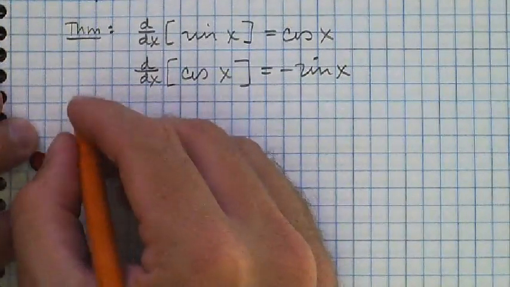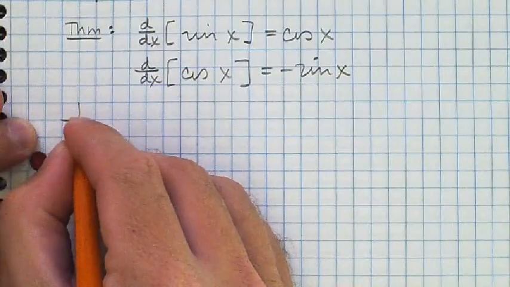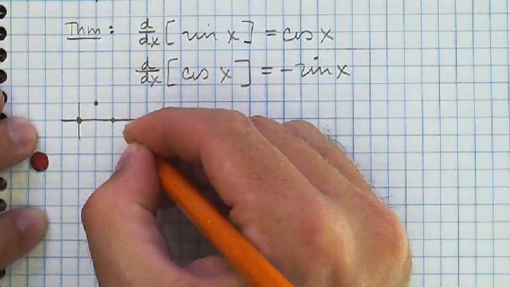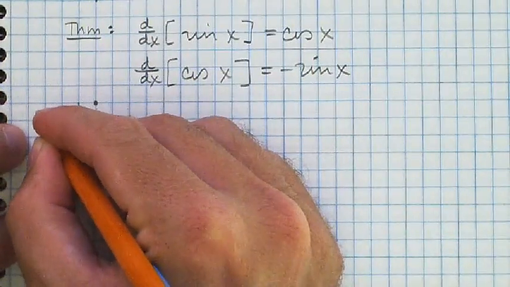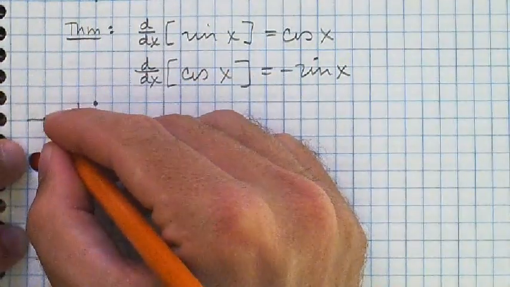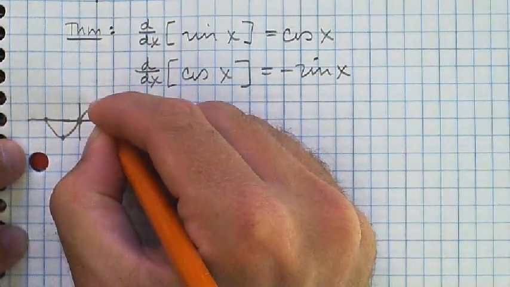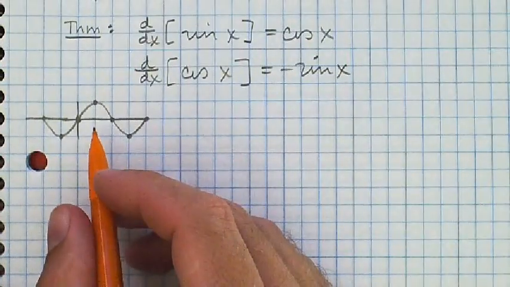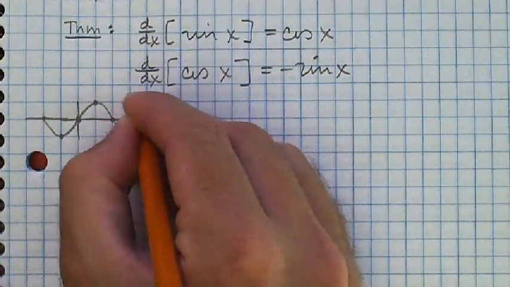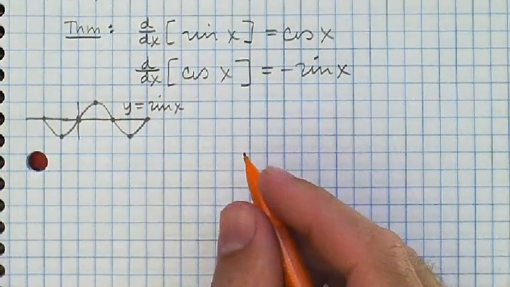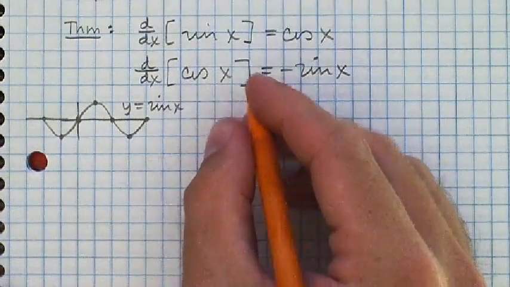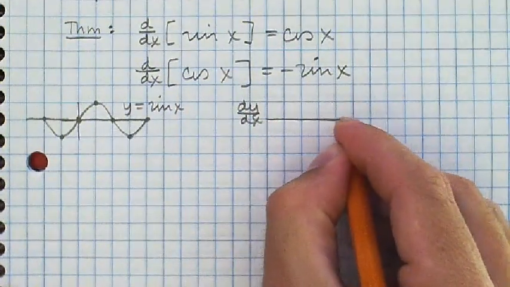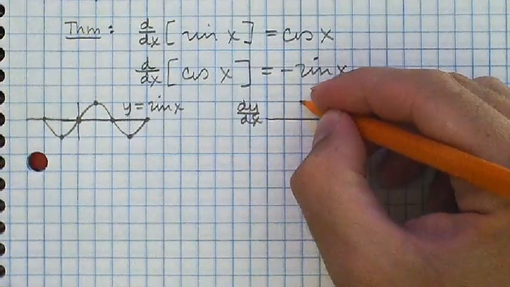Okay, so I'm going to draw you the graph of y equals sine of x. And remember kind of what the graph of sine of x does. It goes up and down. Maybe I'll give it a couple more over here too. About like that. All right, this is y equals sine x. And then the derivative, which we sometimes call dy/dx, I'm going to just graph it right over here.